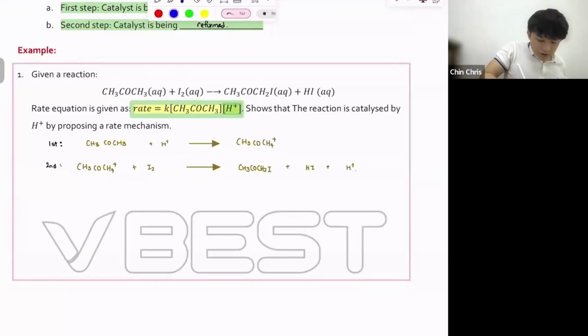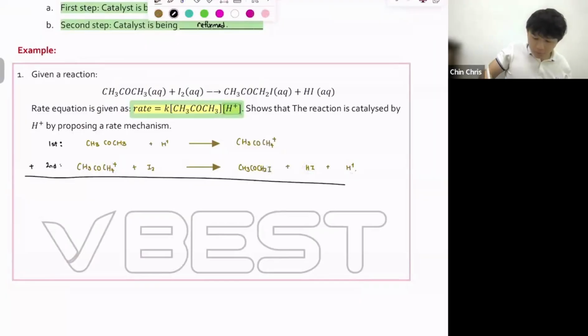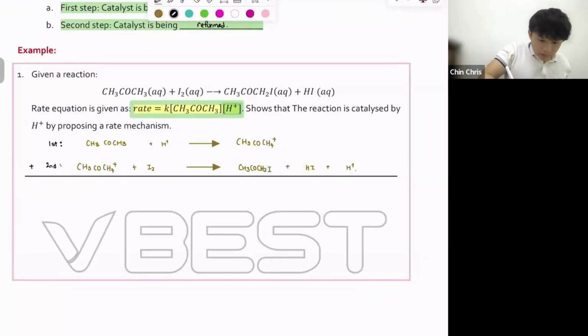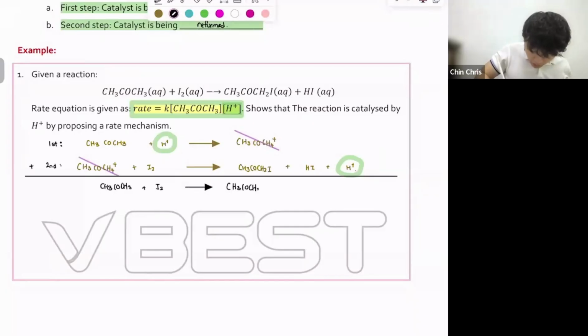Okay, so guys, you see here, these are CH4. So get rid of 2 hydrogens, you get CH2I, HI, H plus. Done. So guys, when you try to add them up, what will it be? Do you see that your H plus and H plus are cancelled out? Correct. And do you see your intermediate species is also cancelled out? So guys, your final answer is just CH3COCH3 plus I2 turns into CH3COCH2I and a HI.